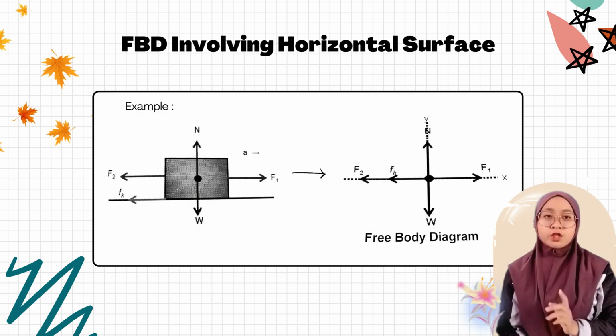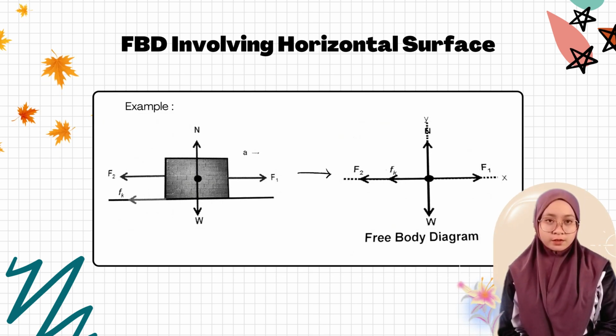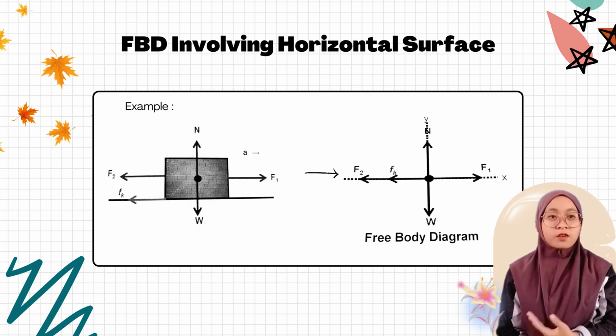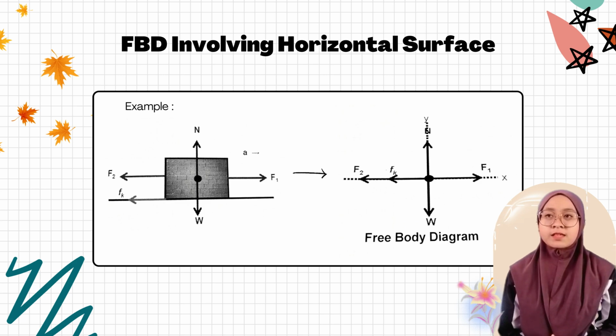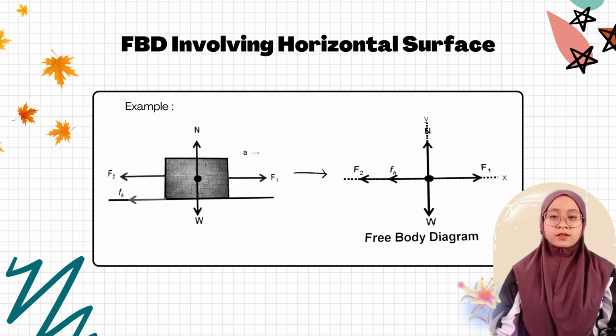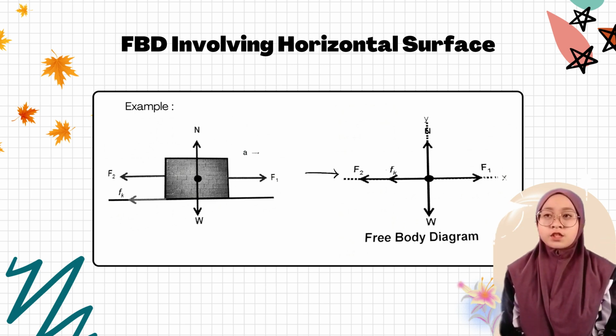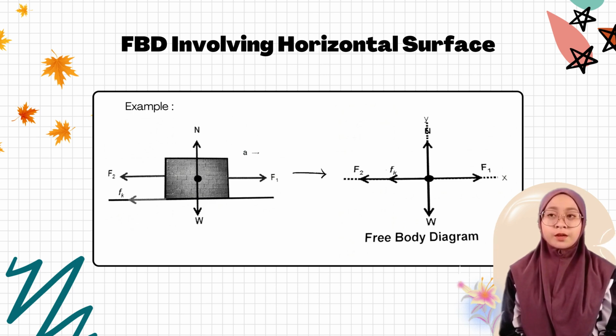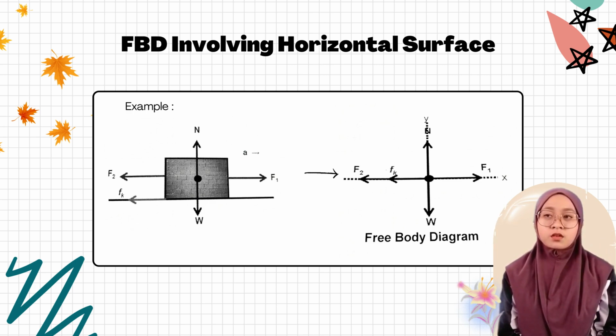First of all, I will show you a FBD involving a horizontal surface. Here is the example of FBD. The image displays a block subjected to various forces and its corresponding free body diagram. The first image shows a block at rest or in motion on a surface. The second image is the free body diagram, which simplifies the forces acting on the object by representing them as vectors originating from a single point.